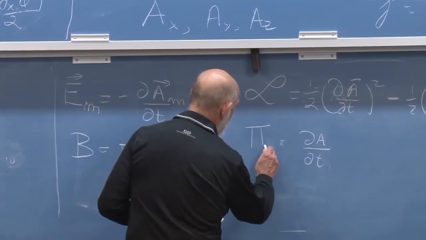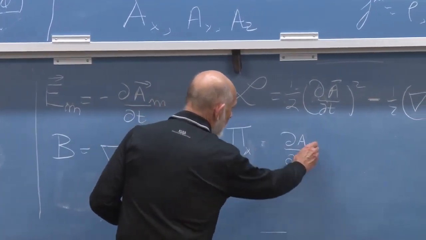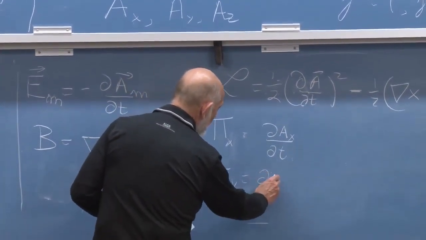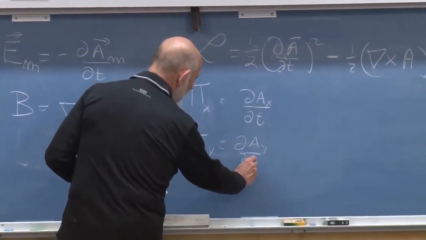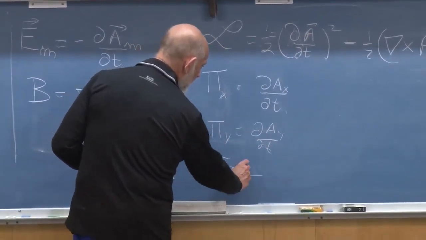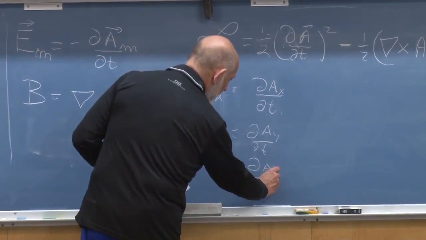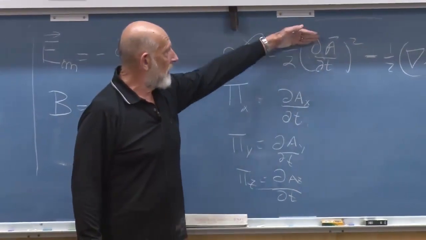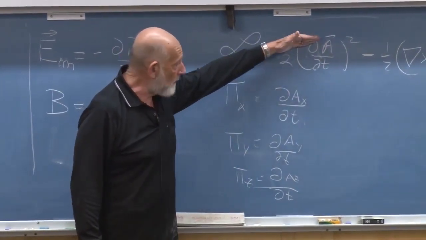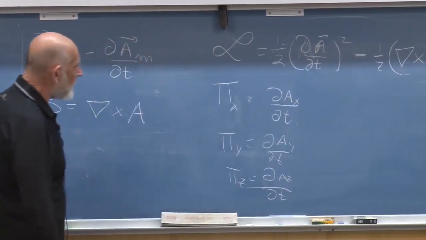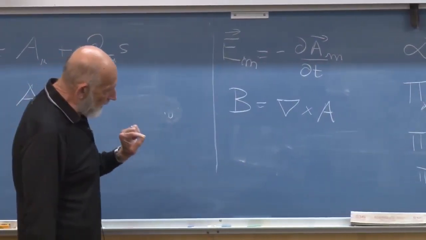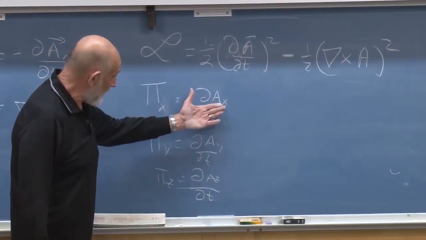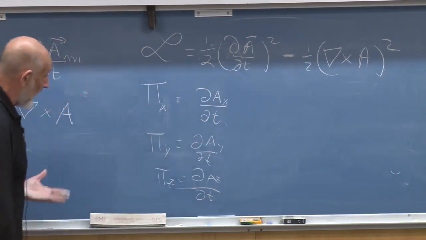So let's call it pi x. This would be the derivative of Ax with respect to t. Pi y would be the derivative of Ay with respect to t. And likewise for pi z equals dAz by dt. This, of course, here stands for the time derivative of Ax squared plus the time derivative of Ay squared, etc. All right, so the pi quantity, the canonical momentum, also has an index, and the index is simply associated with the index of A.